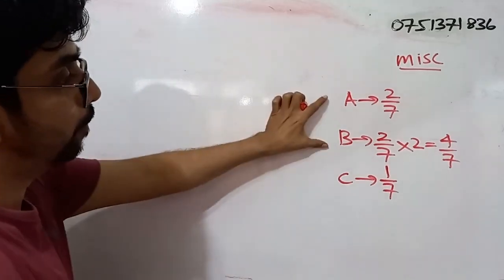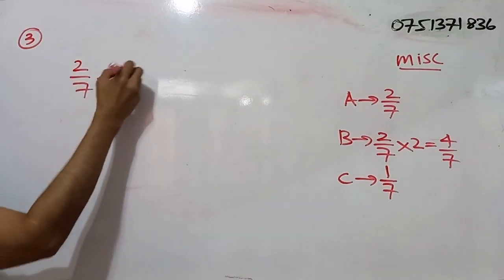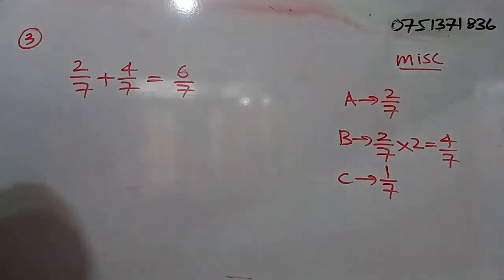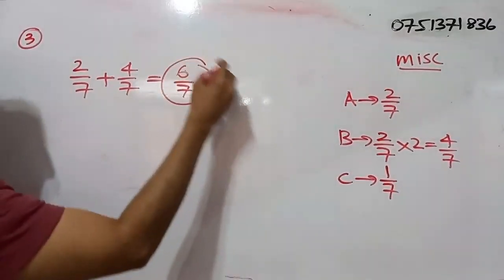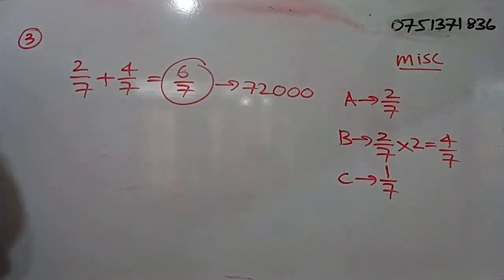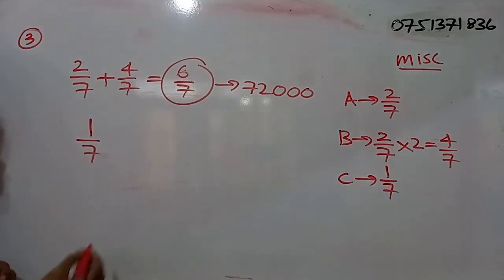When we combine the profits of A and B, that means what? 2 by 7 and 4 by 7, it is what? 6 by 7. And in the question, it is mentioned that the total amount A and B received together is 72,000 rupees. So this is equal to 72,000 rupees. So what are they asking? Find the profit from the business. So from this we can calculate what is the amount equal to 1/7.